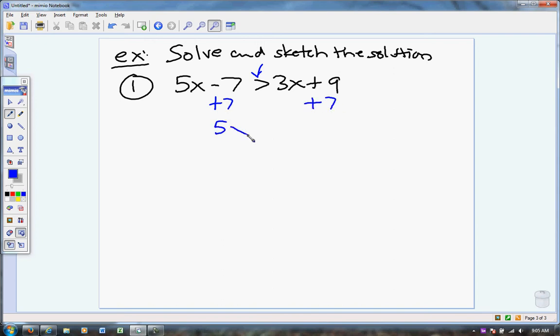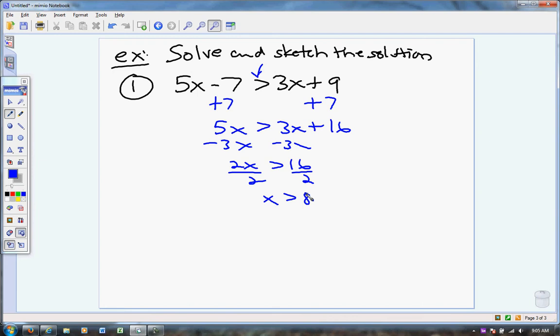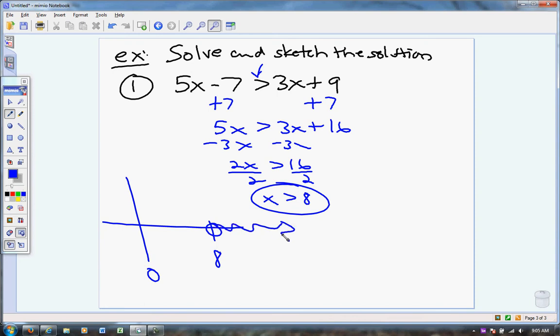Add 7. 5x is greater than 3x plus 16. Subtract 3x. 2x is greater than 16. Divide by 2. So x is greater than 8. I did not divide by a negative anywhere while I was solving it, so that is my answer. x is greater than 8. And if I wanted to sketch the solution, you don't have to spend forever on this. Here's 0. Here's 8. Open circle, since it's just greater than, sketch to the right.